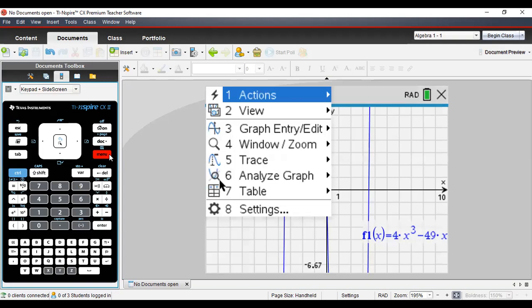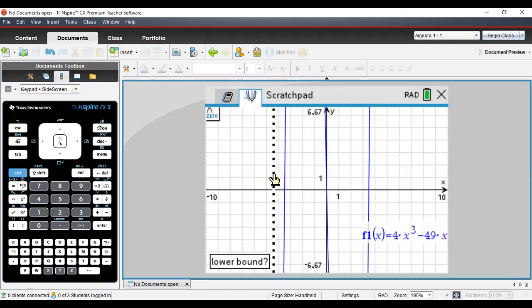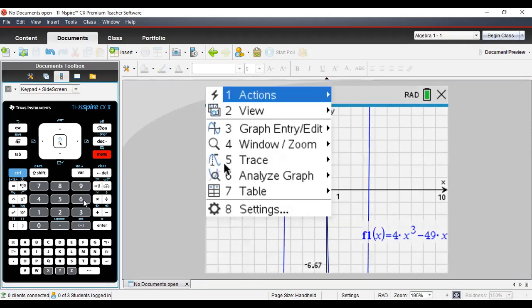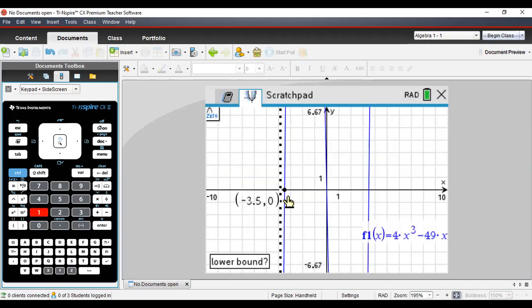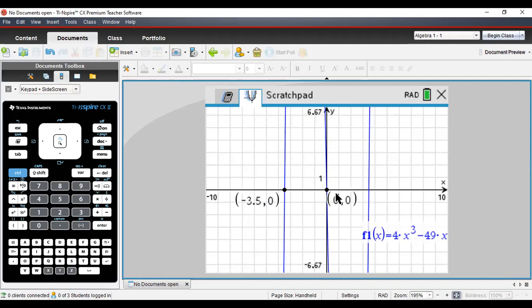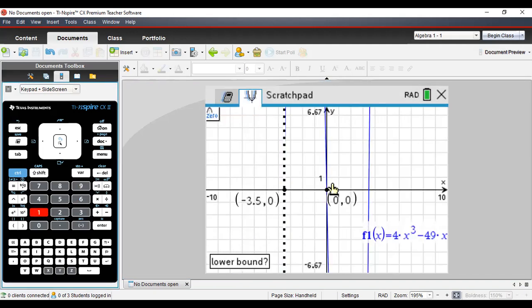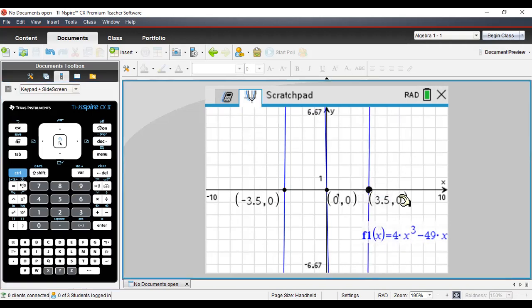So I'm going to go menu 61. I found one of the zeros. Bam, got it. Bring this over here. And then I'm going to do menu 61 again. Here's the other zero right here. Boom. It's 0, 0. And then I'm going to do menu 61 again, and the other zero is right here. So these are all of the zeros. There's 3 zeros for it.